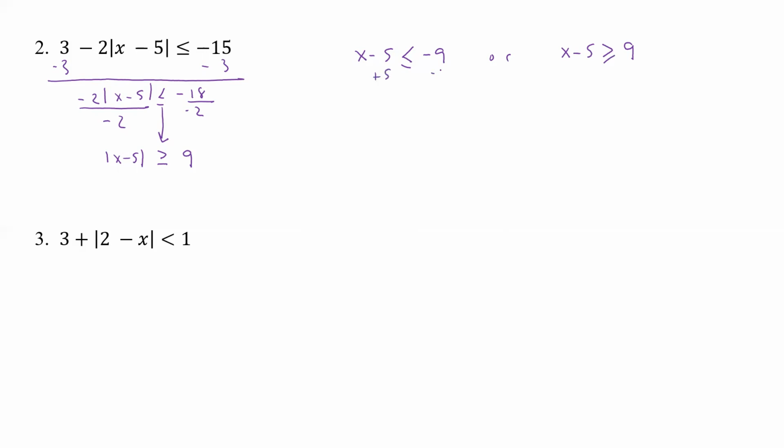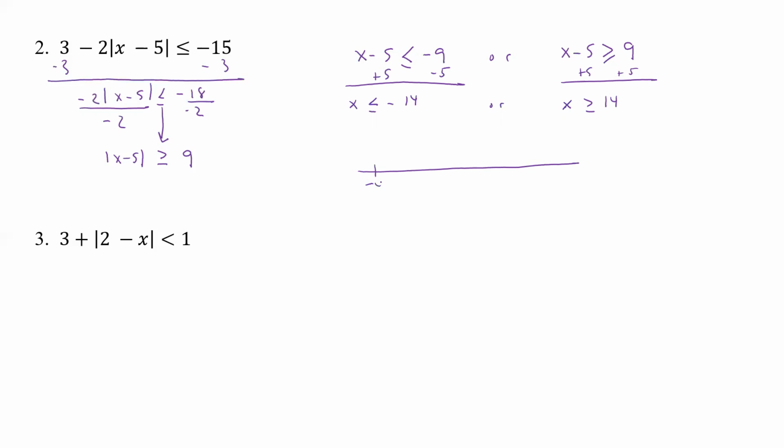Well, we add 5 to both sides. So we get x is less than or equal to negative 4, or, now we add 5 to both sides, x is going to be greater than or equal to a positive 14. All right, so now we graph.